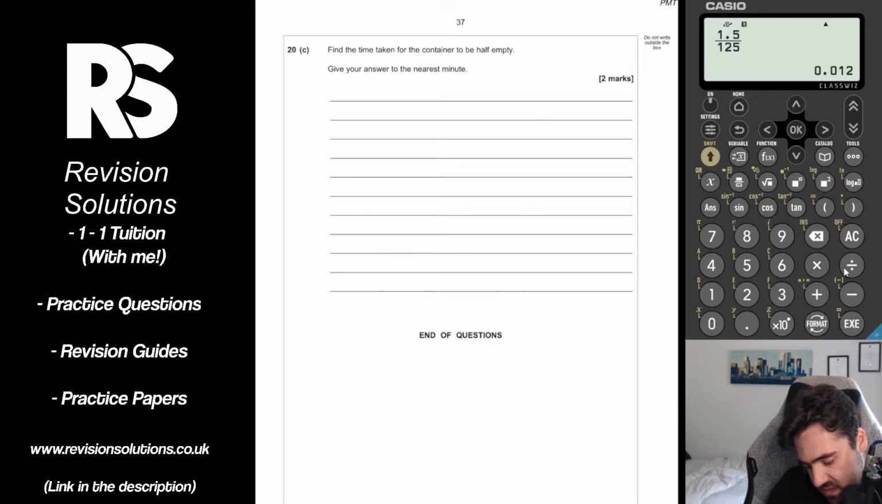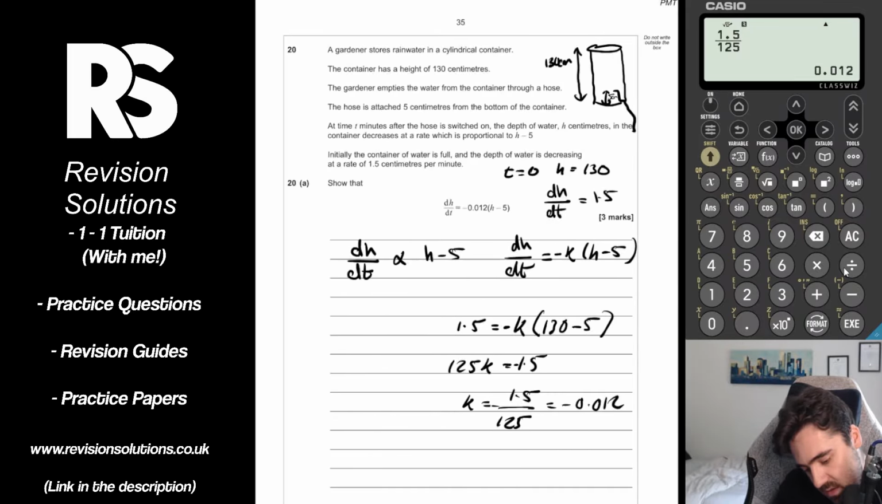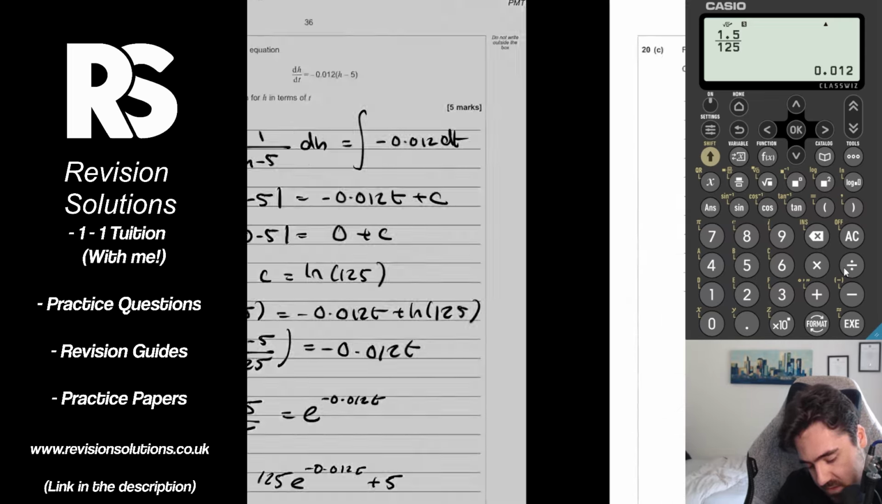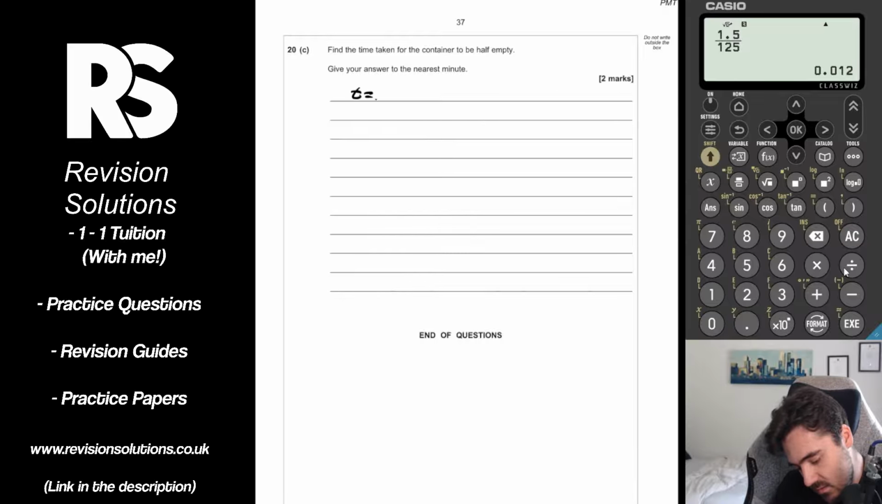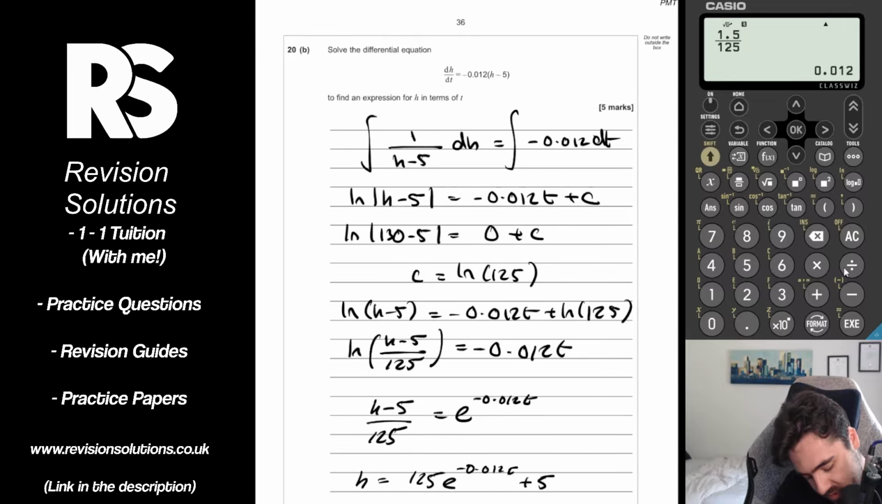Then part C says find the time taken for the container to be half empty. Give your answer to the nearest minute. So half empty, that's when we started at 130. So half empty would be 65 centimeters. So we're looking for t when h equals 65. So if we go back to this equation here, let's copy and paste it, in fact.